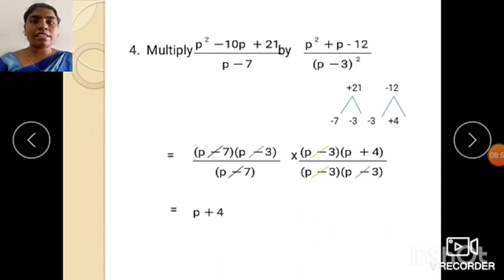So now we have factorized, multiplied and written it out. Now we will cancel the common terms. In the numerator I have p minus 7, and in the denominator I have p minus 7, so let's cancel p minus 7. Here I have p minus 3, here also I have p minus 3, so we will cancel p minus 3. And here also I have p minus 3 in both places, so we will cancel this factor also. After cancelling the common terms, the result is p plus 4.